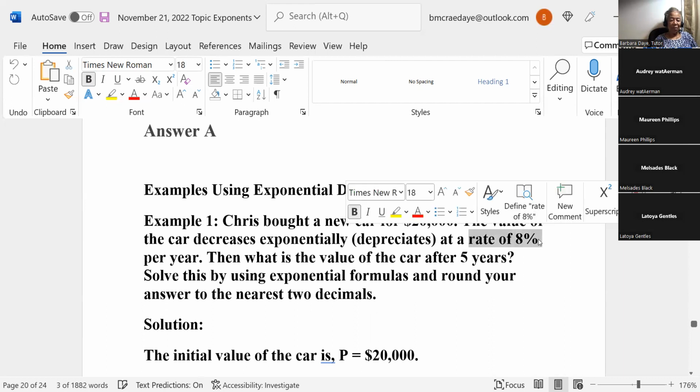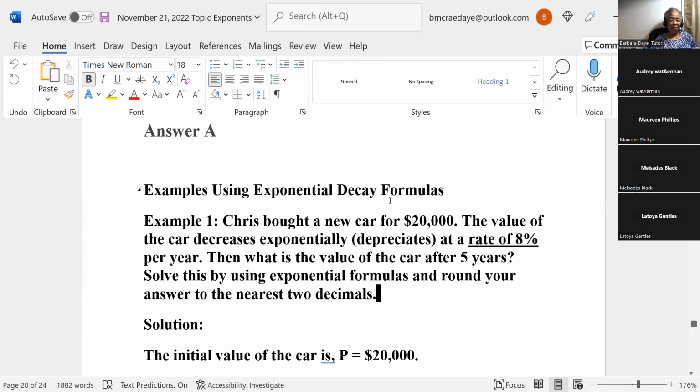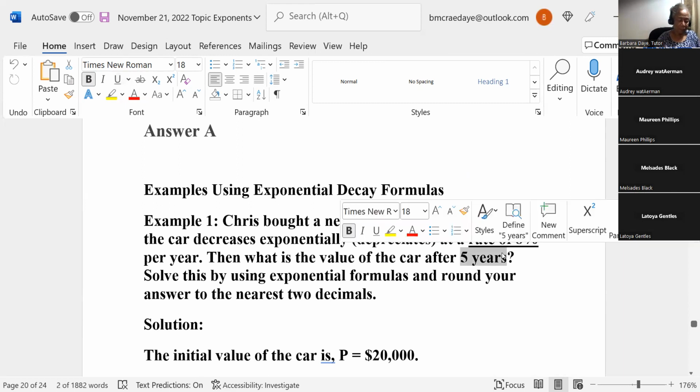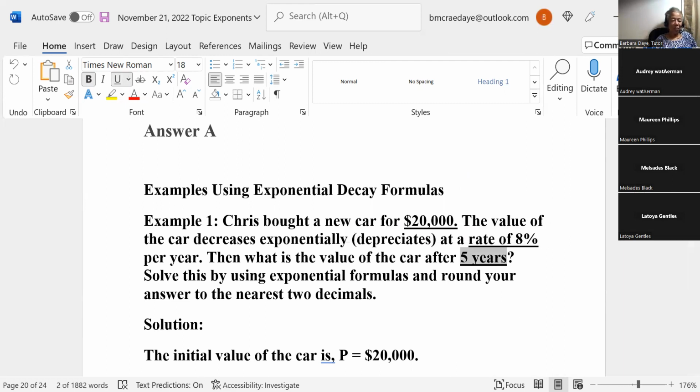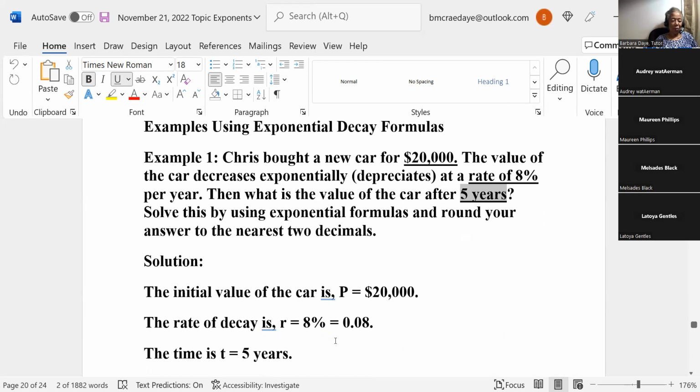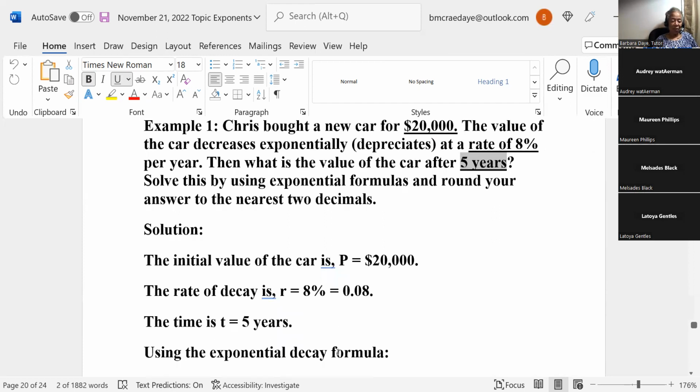Okay, so we've got 8%. Let's just underline that. And the value here is 20,000. All right, remember this is a decrease now. Okay, what's the value of your car after 5 years? So there's your initial value, 20,000. The rate of decay is 0.08. That's your 8%. 5 years, okay?